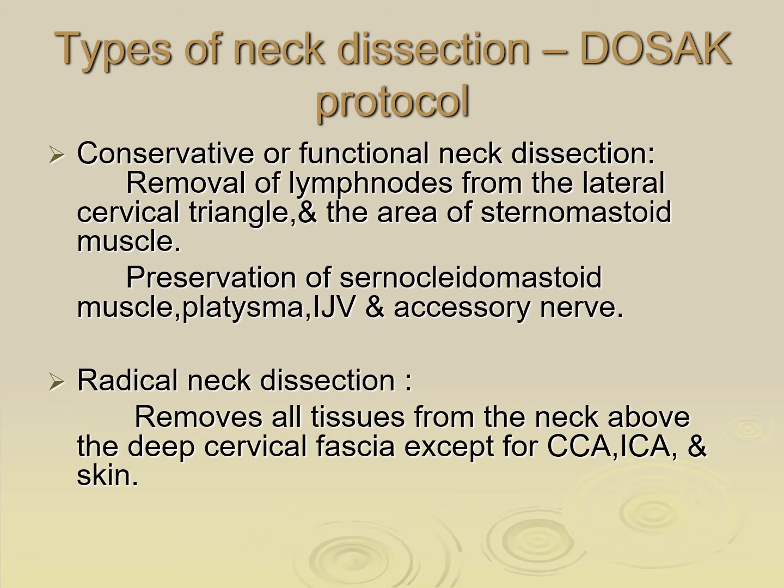The type of neck dissection may be conservative or functional neck dissection. There is removal of the lymph nodes from the lateral compartment and the area of the sternocleidomastoid, sometimes with preservation of the sternocleidomastoid, platysma, IJV, and spinal accessory nerve. In radical neck dissection, all tissues from the neck above the deep cervical fascia are removed, except the common carotid artery and the skin.